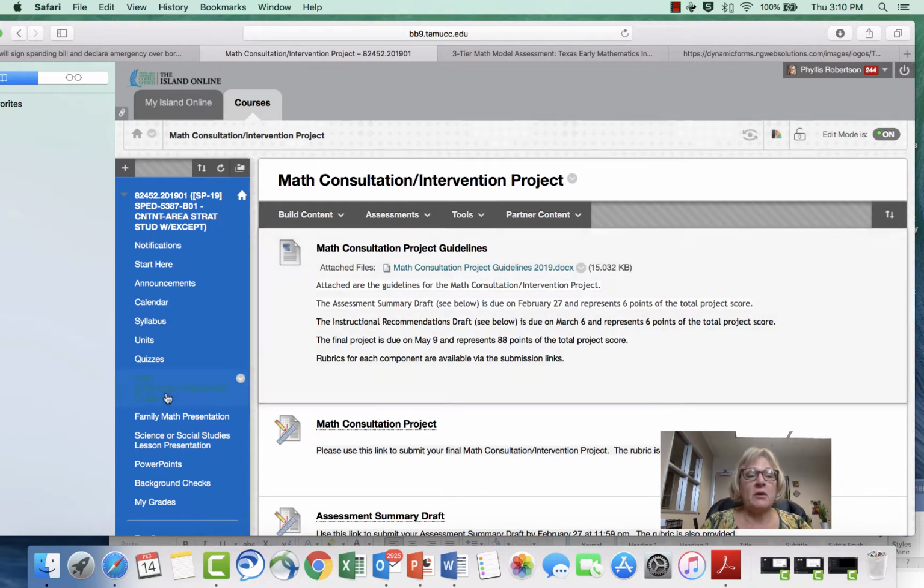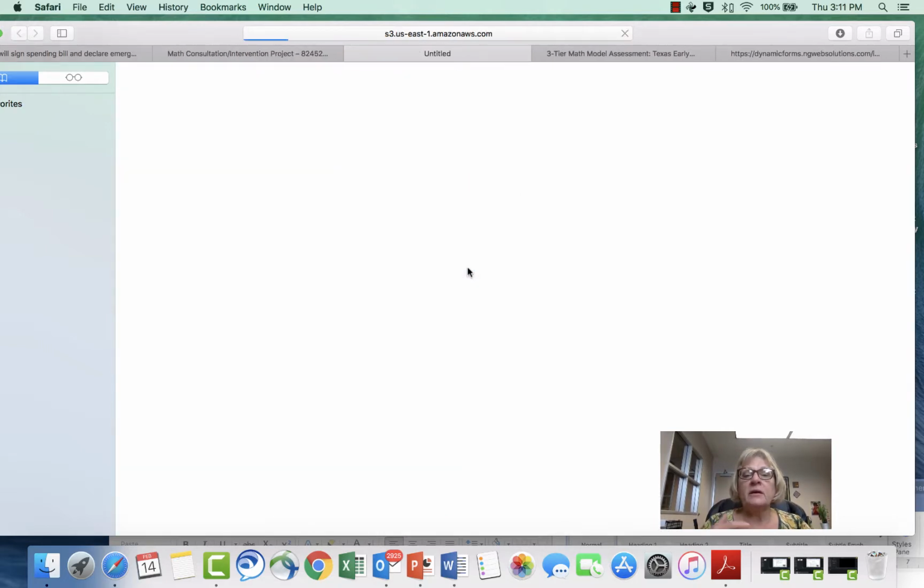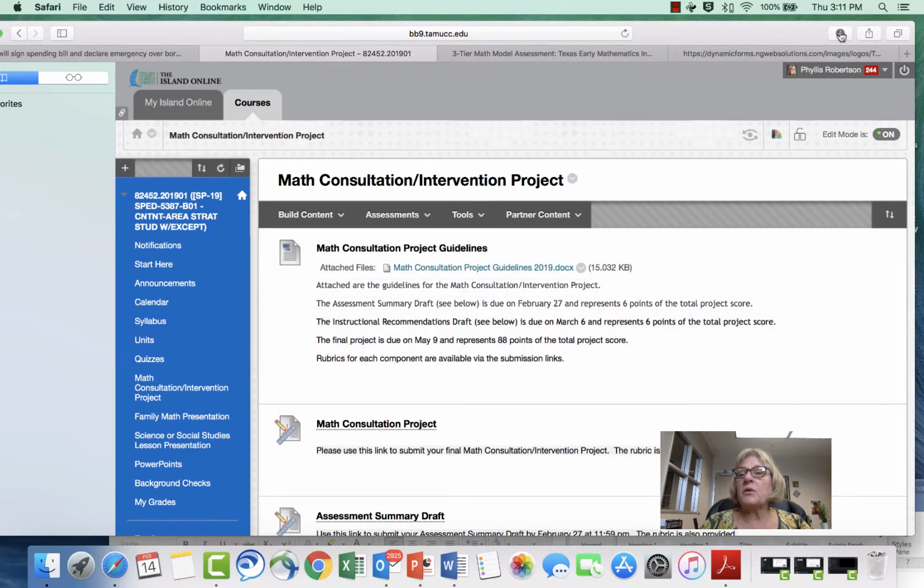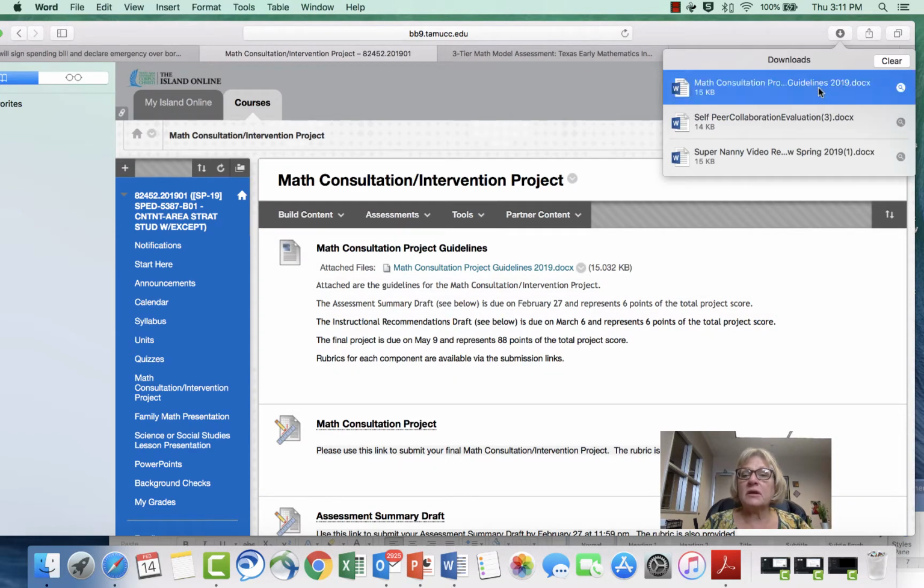So if you'll notice, if you open the math consultation intervention project tab in the blue menu, it will give you information about due dates, etc. And if you click right here, it will give you the guidelines for this project. So let's go through those together.